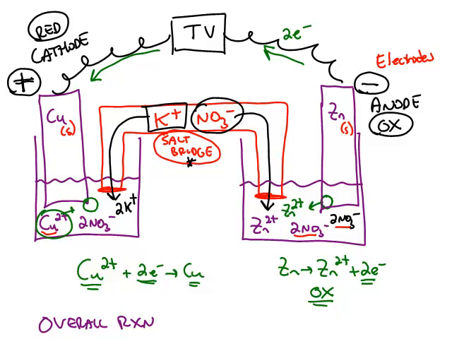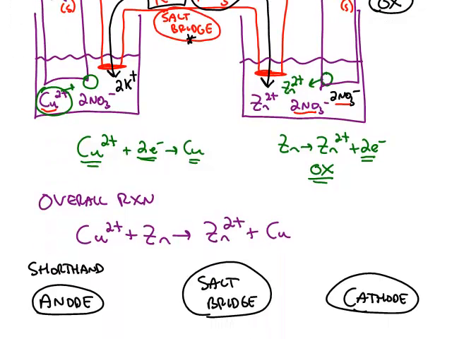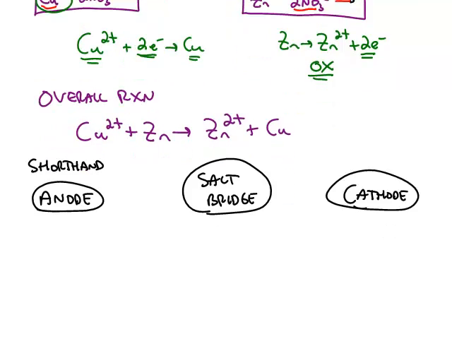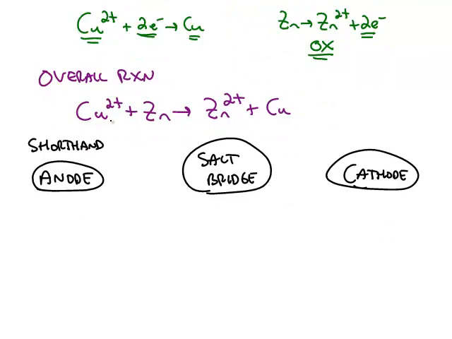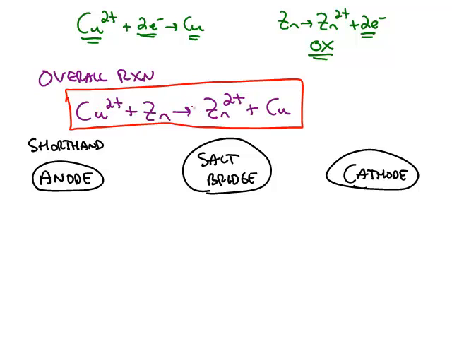We also want to put this together into one overall shorthand. Instead of drawing out the entire battery, we can just write a shorthand that has all the same information. The shorthand starts at the anode and ends at the cathode, and what connects the two is the salt bridge. Just like the way you read a reaction from left to right, the shorthand always has the reactants first and the product second.